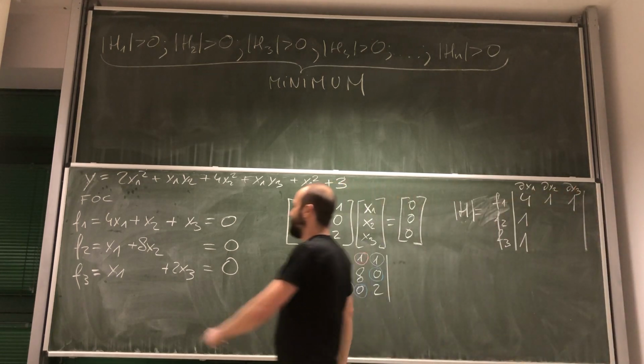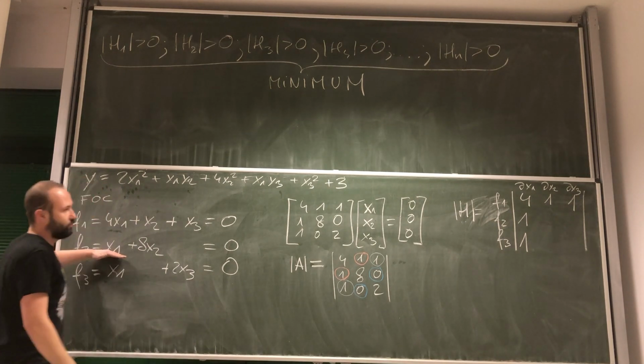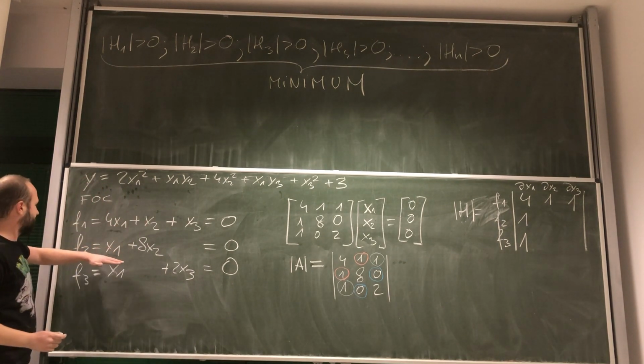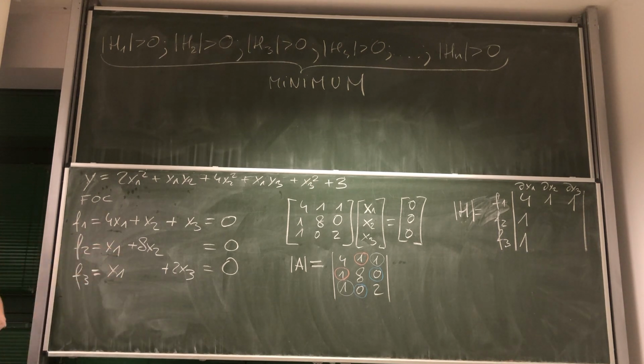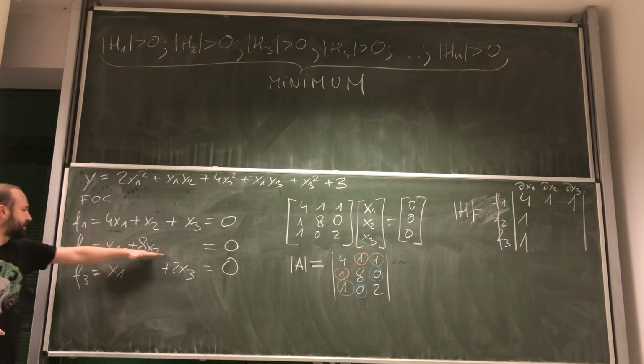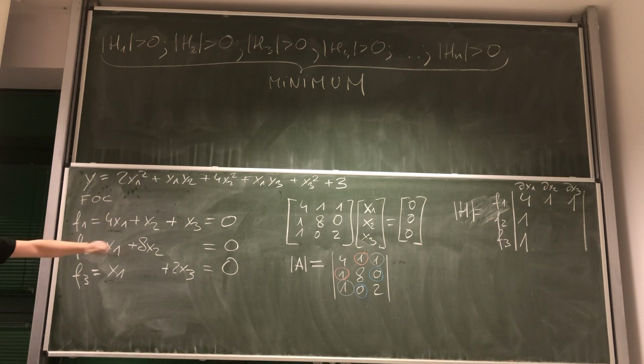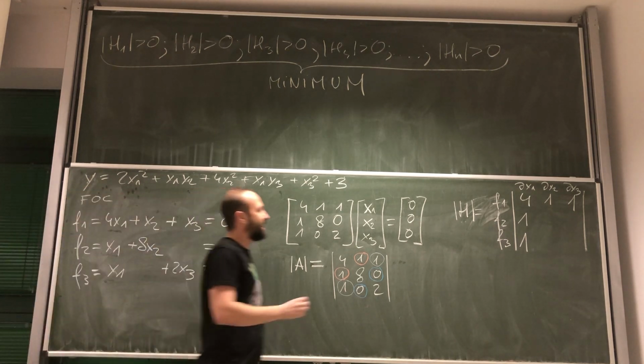I should have 1 over here because I have 1 over here. And look, if I differentiate the second equation with respect to x1, I get 1. And the third one, I also get 1. Now, if I differentiate this equation with respect to x2, I'm getting 8.